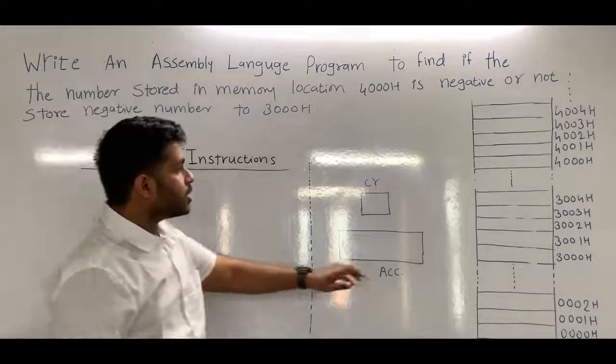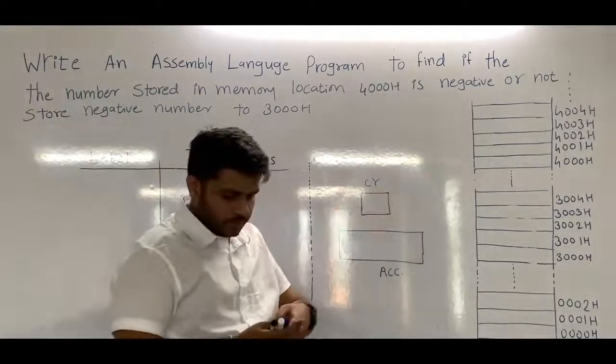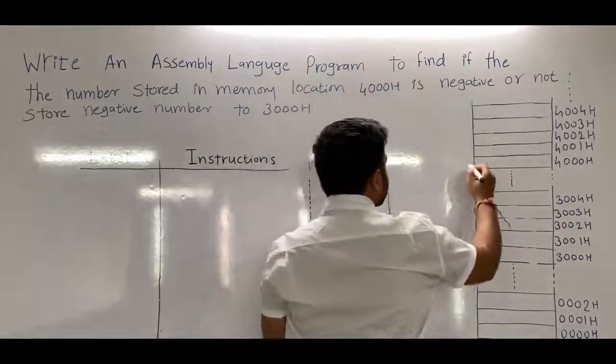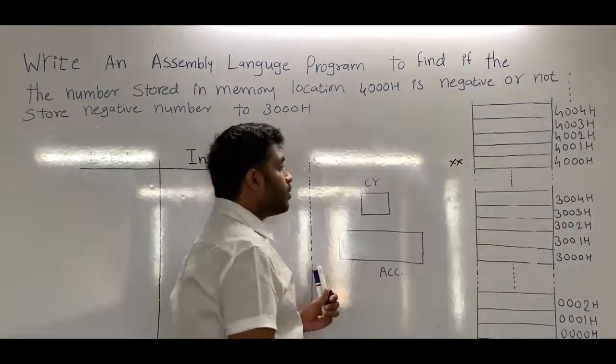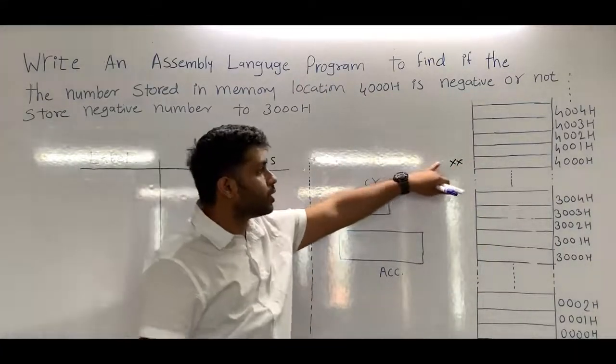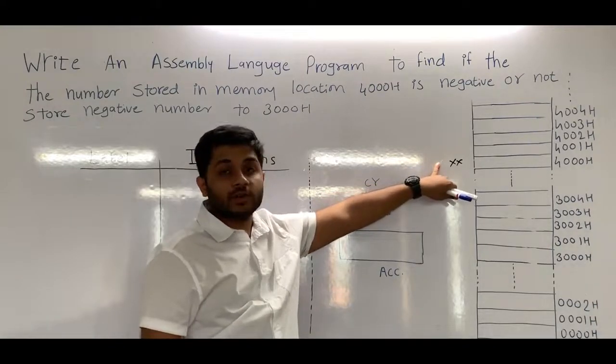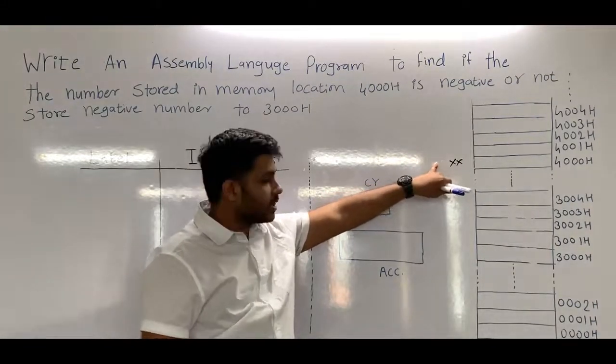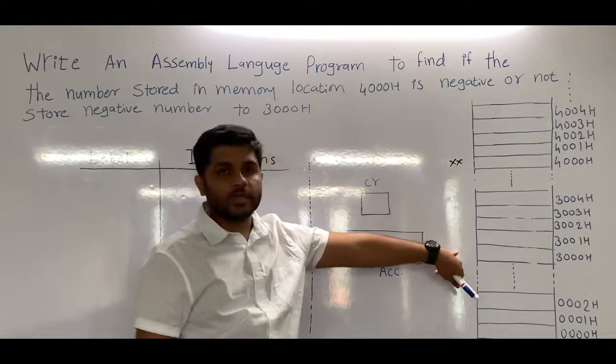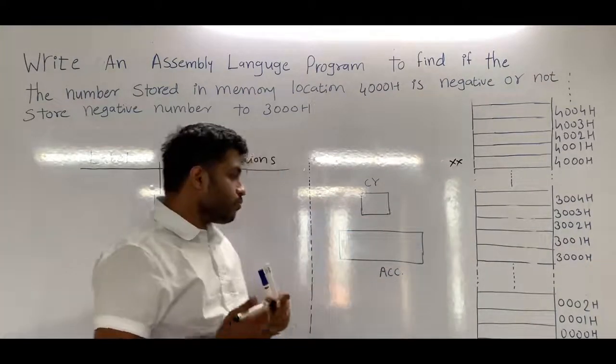If the number is negative, store the negative number to 3000H. So in the 4000H, some data is stored, and we have to find whether the data which is stored in the 4000H is negative or not. If the number is negative, in that case we have to move the data to 3000H.